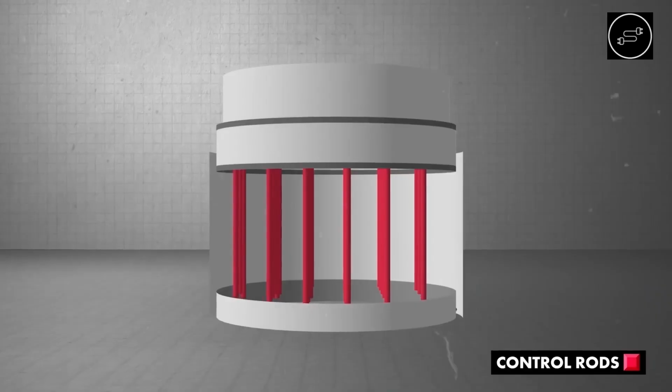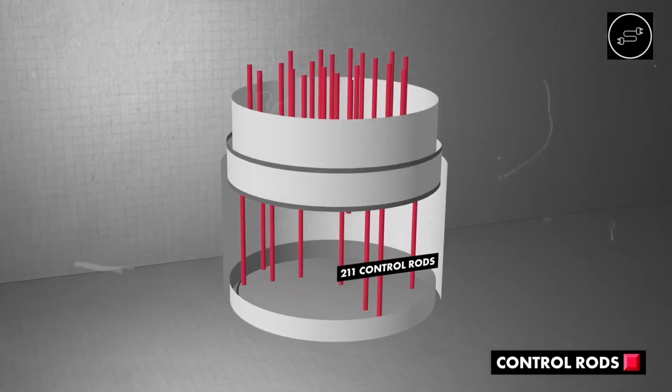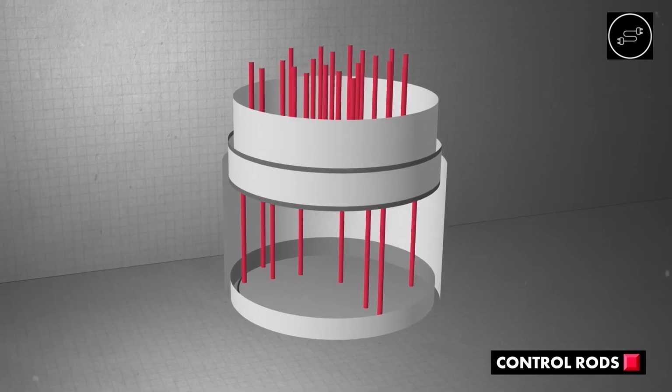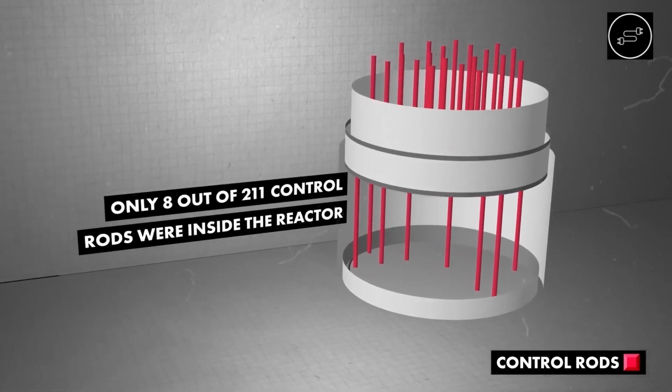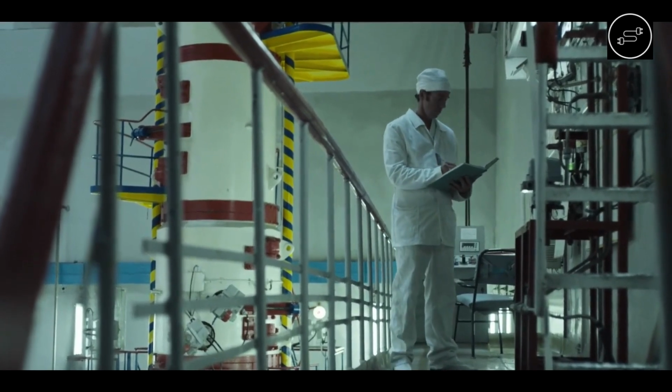To maintain power, even more control rods were withdrawn, leaving fewer than 15 rods inside the reactor, a dangerously low number that violated safety protocols. At 1:23 a.m., the test began.